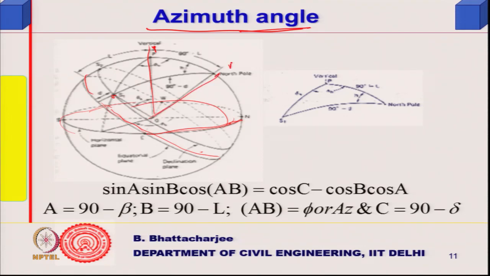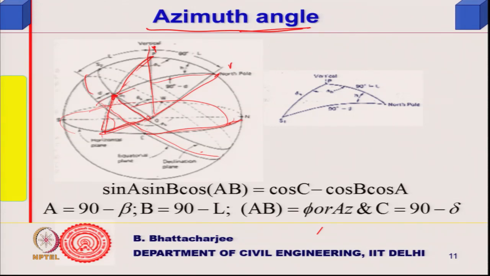So this is the north pole, and the sun is somewhere there, and the sun path is somewhere here. You know this angle. Therefore, the sun is here from the center of the earth, this is the horizontal plane and this is the sun's position. So this represents the altitude angle, and this represents the zenith angle.